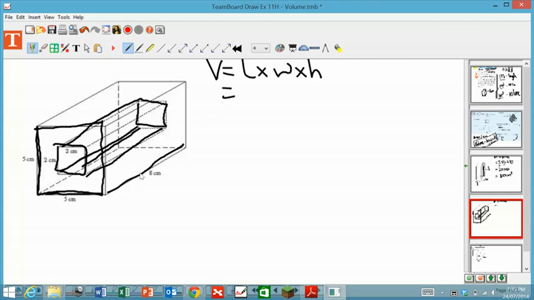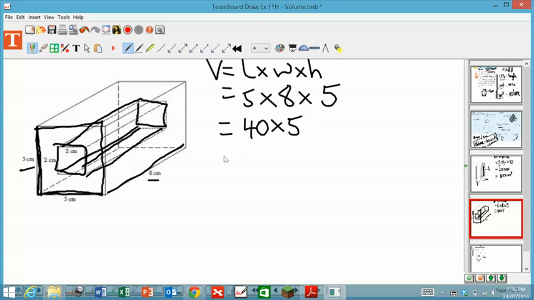So I substitute them in. My length I'm going to say is 5, my width I'm going to say is 8, and my height I'm going to say is 5 also. So my height over here is the height of my rectangular prism. 5 times 8 is 40. Multiply that by 5. 40 times 5 is 200 cubic centimetres. So that's for the entire rectangular prism that I have here.